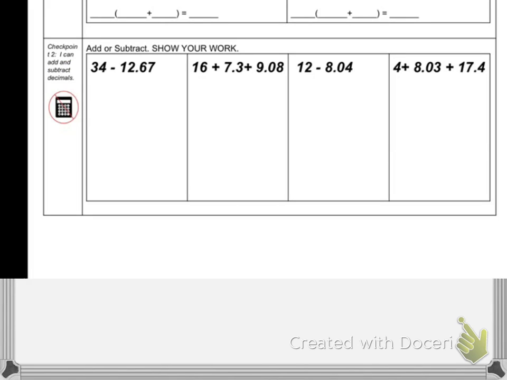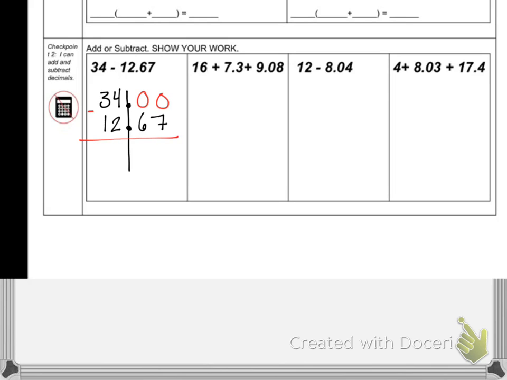The final skill on the skill practice is adding and subtracting decimals. The single most important thing you must remember when you do this is to line up your decimals. The number 34 is 34 decimal point 12 and 67 hundredths. In open slots, we need to put in zeros.